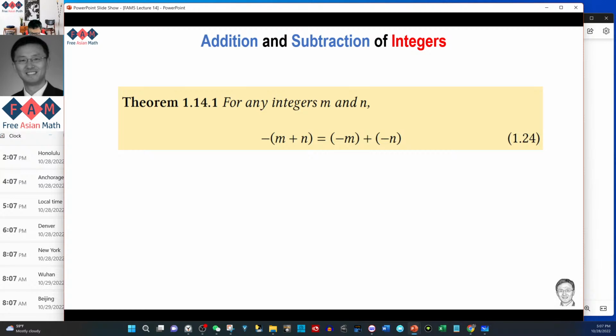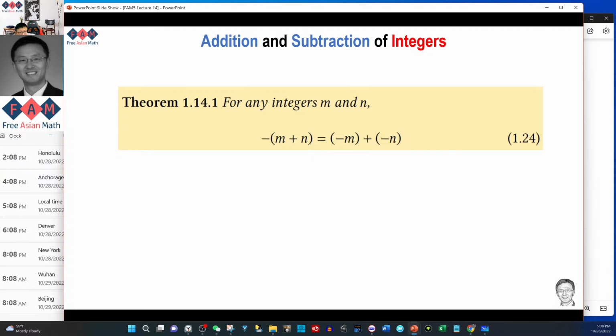So, what does this theorem say? Well, if you have two integers, any integers, m and n, the negation of the sum, m plus n, remember m could be negative, n could be negative, or one of them could be negative, or both. The negation of the sum is the sum of the negations. Okay, so how do we prove this one?